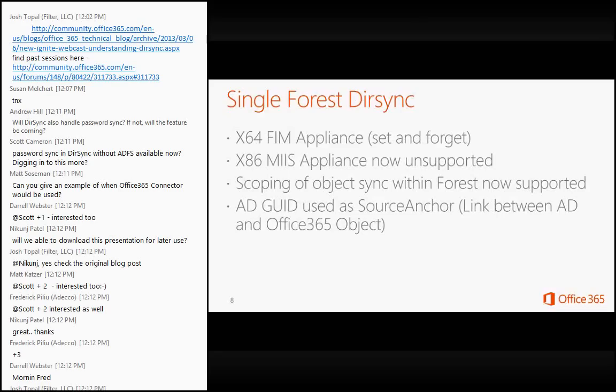For the standard directory sync, it uses the AD GUID as the source anchor. The source anchor is the link between your on-premise object and Office 365. So that's why when you perform an upgrade from 32 to 64-bit, you can remove the binaries from the server and reinstall, and assuming the GUID hasn't changed, it'll just reconnect those objects back together again. That's how it does that, by using that source anchor.